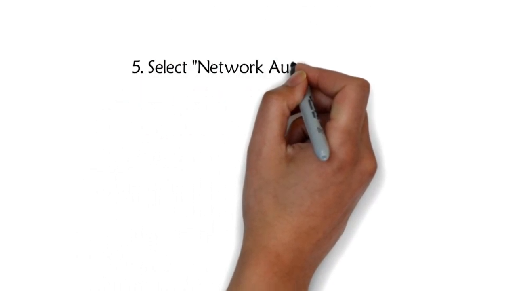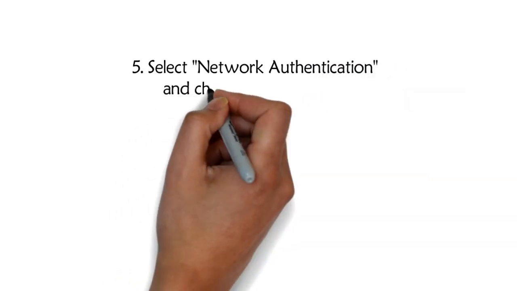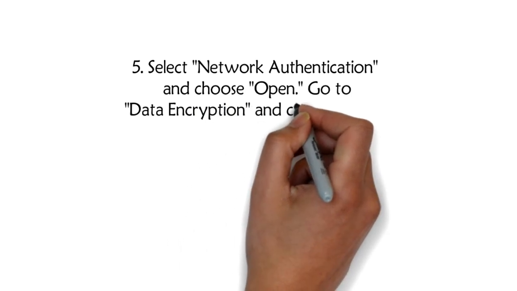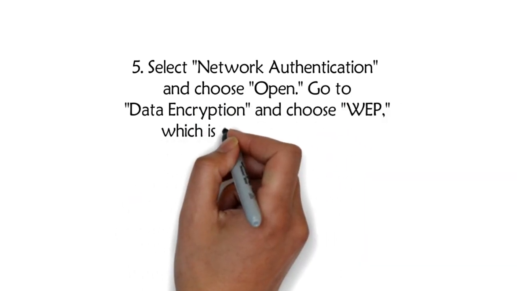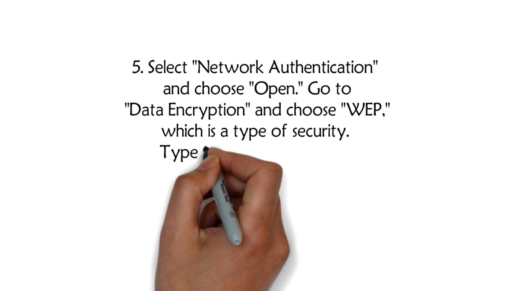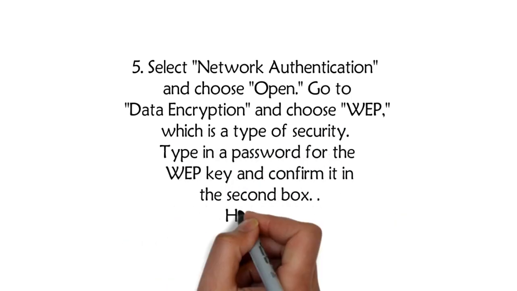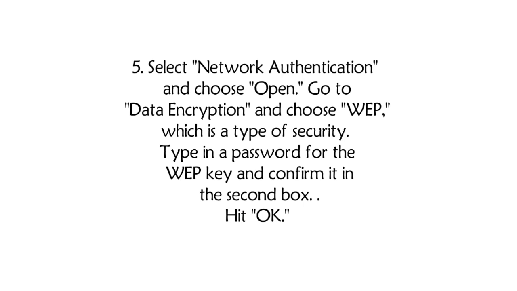5. Select Network Authentication and choose Open. Go to Data Encryption and choose WEP, which is a type of security. Type in a password for the WEP key and confirm it in the second box. Hit OK.